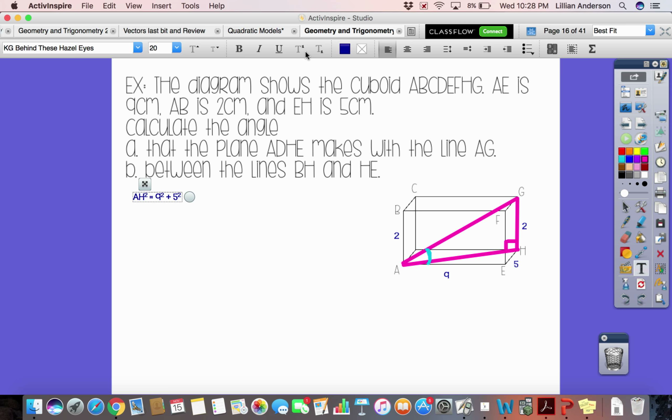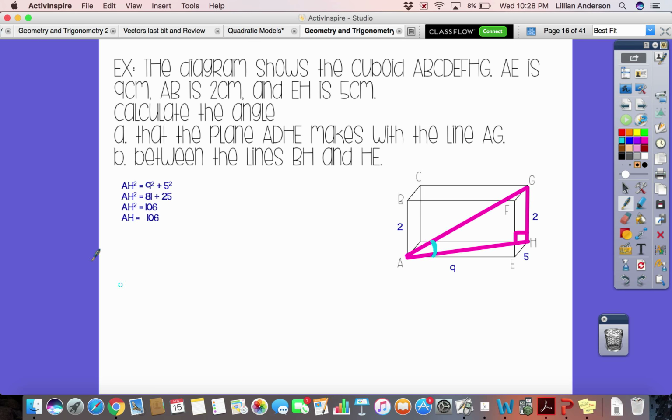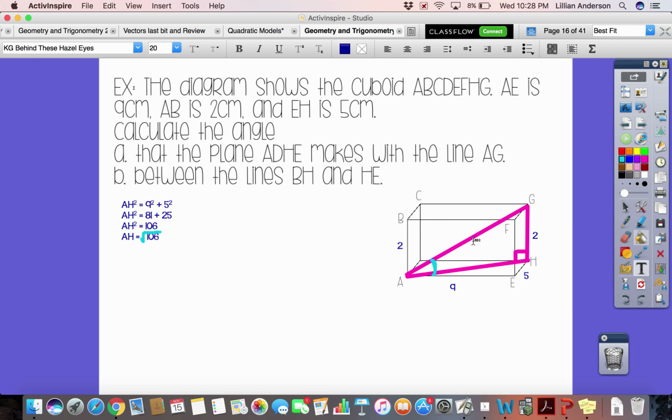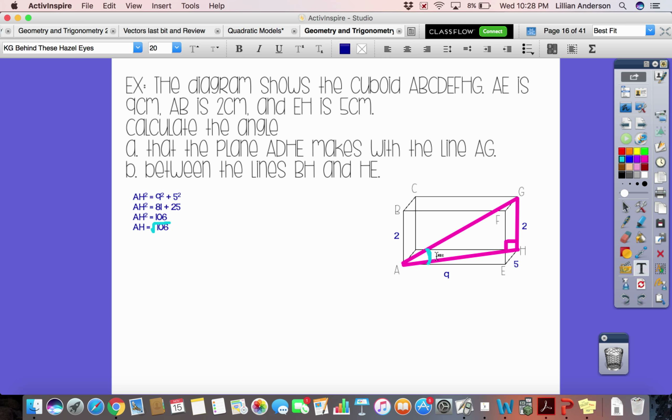Remember, since we are using this to help us figure out the actual answer to part A, we do not want to round. We want the non-rounded answer. So AH squared equals 81 plus 25, which is 106. And so AH is going to equal the square root of 106. Now that we have that piece of information, we can do SOHCAHTOA to help us figure out the measure of the angle.